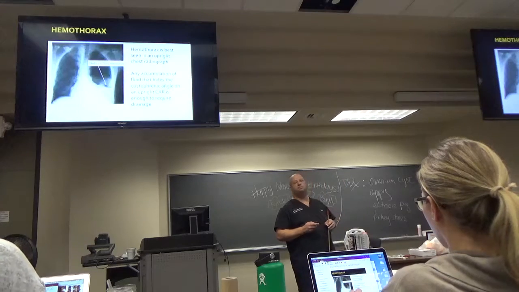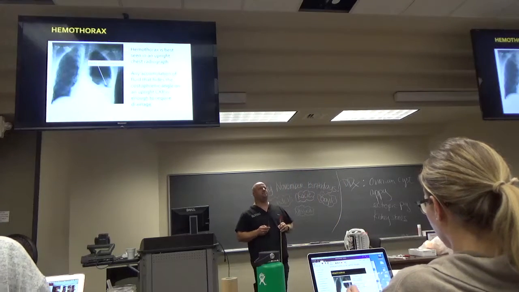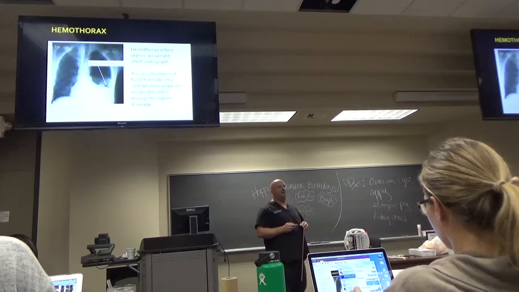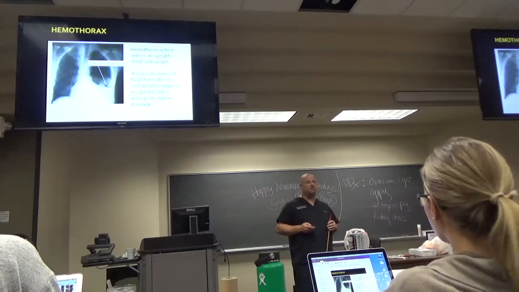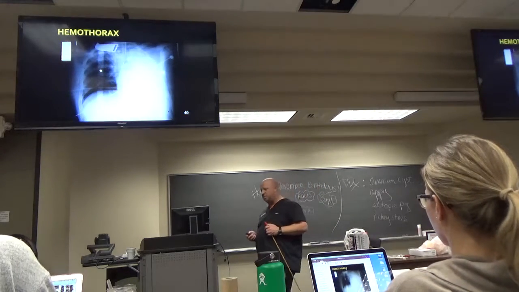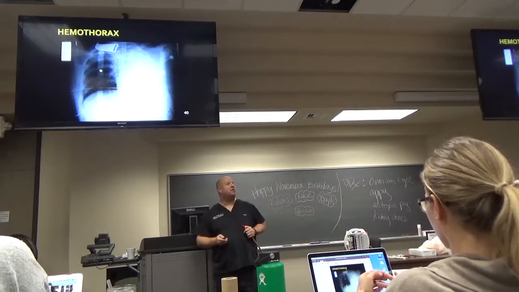Hemothorax is obviously best seen on an upright chest x-ray. We talk about any accumulation that hides the costophrenic angle on upright chest x-ray being enough to require drainage. So if you can see it, sometimes you can drain it. Because if you leave that fluid undrained, you can develop an empyema, an infection.